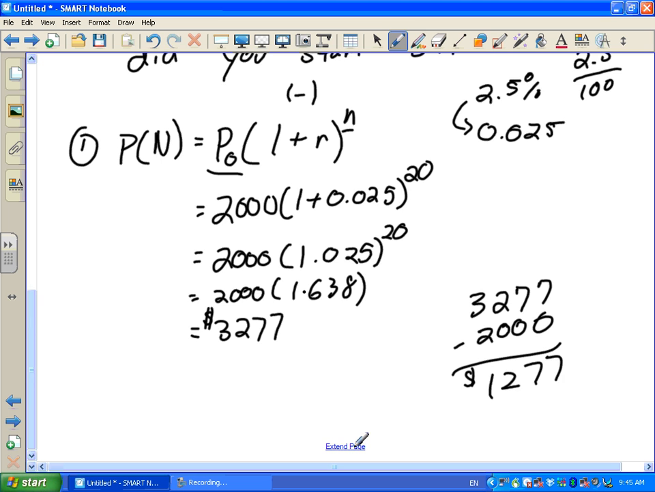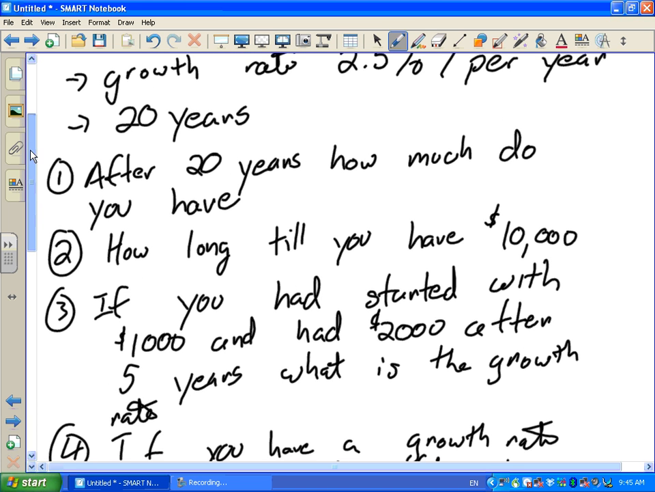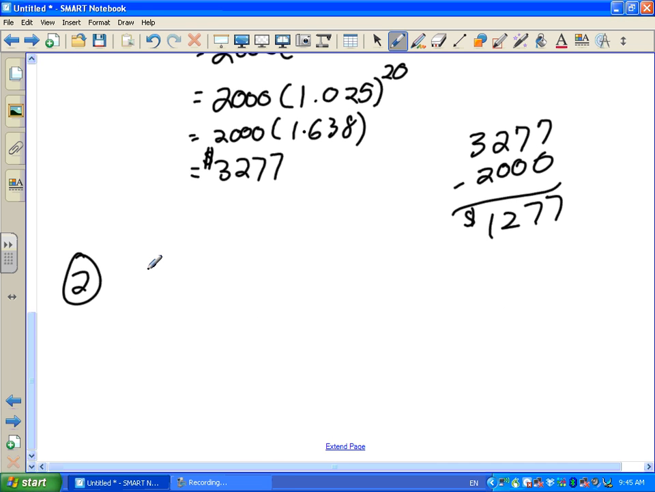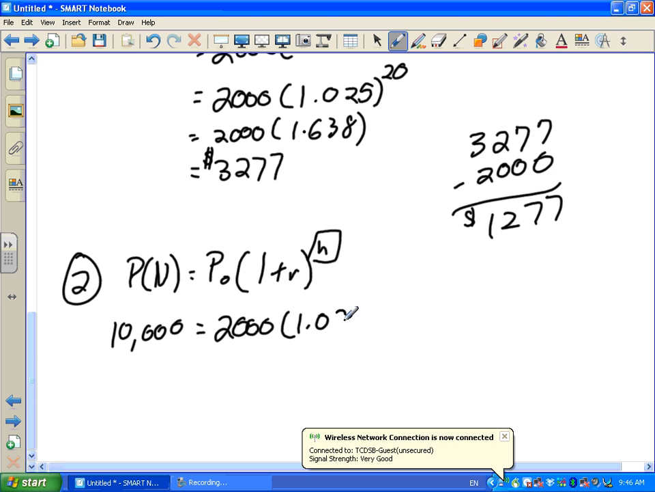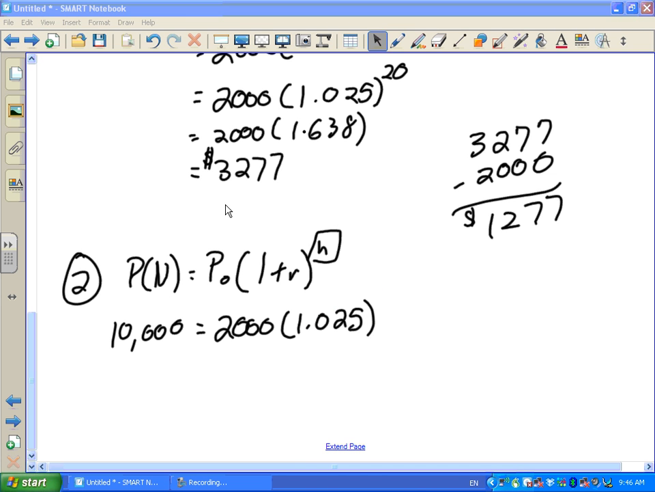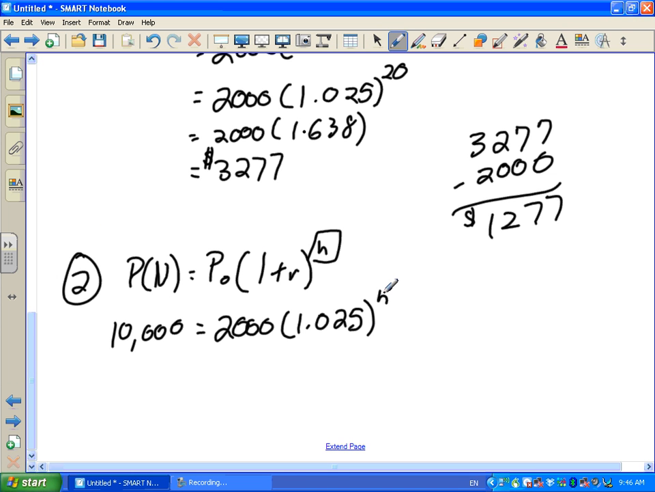Okay, the second question. Go back up. How long until you have $10,000? So $10,000. We'll rewrite our formula again. This time we're looking for N. We know P at N is $10,000. P at 0 is 2,000, and our growth rate, I'm just going to jump ahead, we already know it's 2.5%. And it's to the power of N.